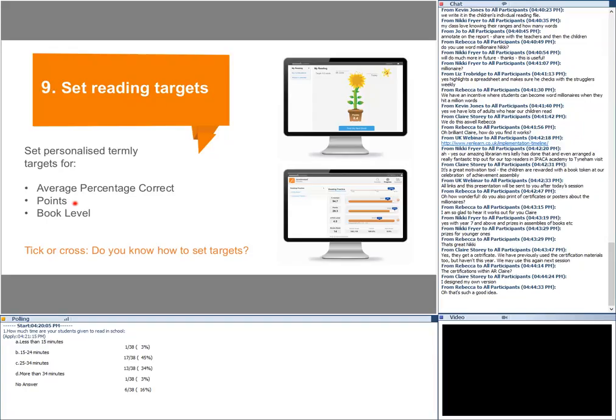The final target is book level. Book level is about the challenge. Now, there is a tendency for people to set the book level target to maybe midway through the ZPD. I would actually recommend setting this book level target to the lowest end of their ZPD.